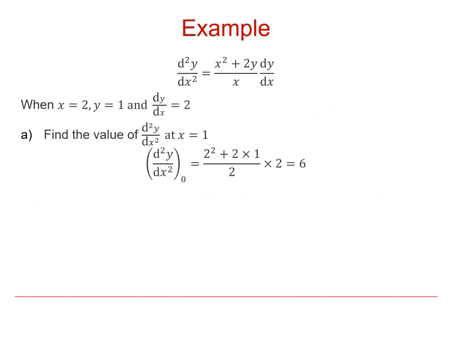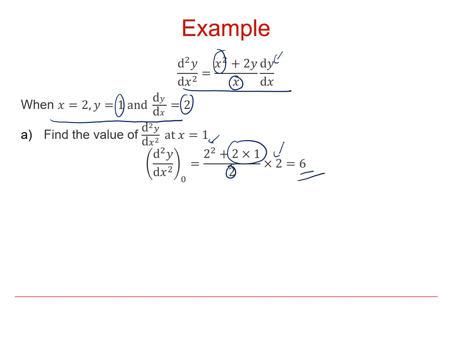So the first part of the example is just requiring us to substitute in the values that we've been given into the formula that we've been given. So x is 2, so 2 squared, and x is 2 as well there, and then y is 1, so 2 times 1 there, and dy by dx is 2, so we just put a 2 in there, and then evaluating that gives us 6. So that's the first part done.